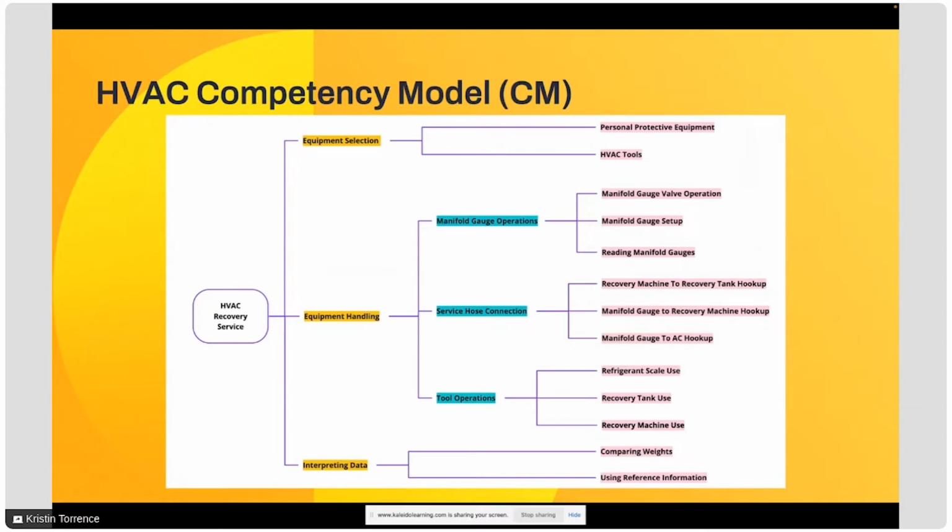We were able to further operationalize equipment handling into further facets: manifold gauge operations, service hose connections, and tool operations. And then again, each of these constructs can be operationalized into actual behaviors that we can see learners exhibit in the virtual reality environment.